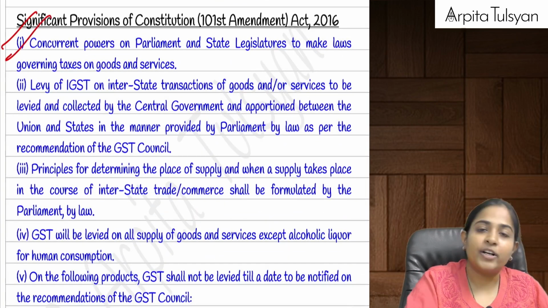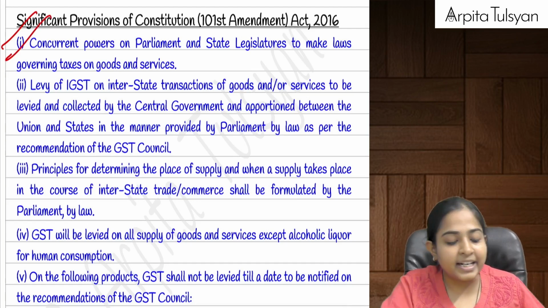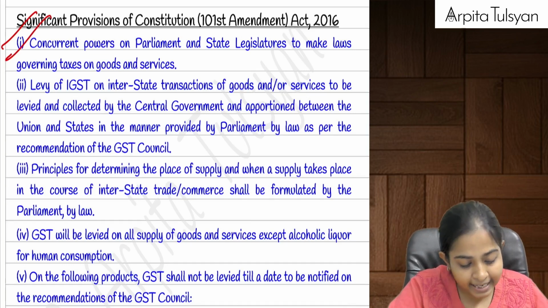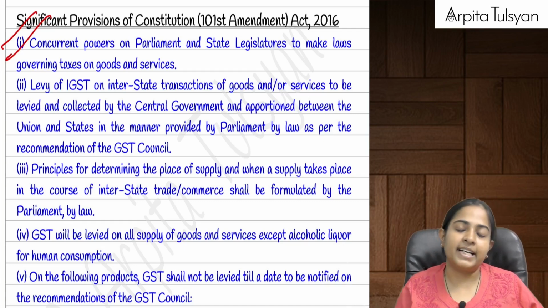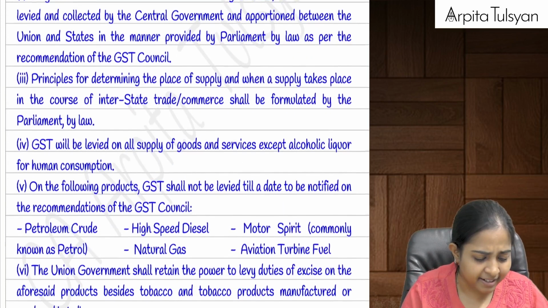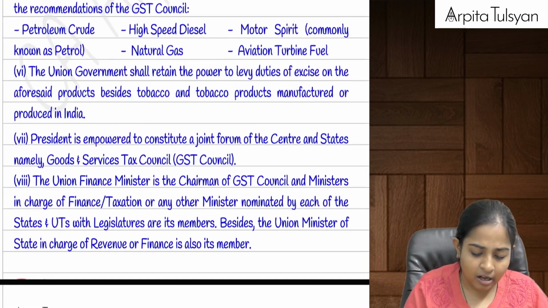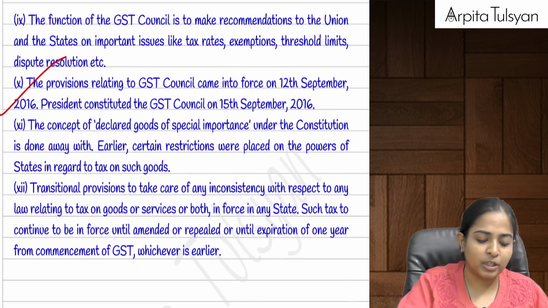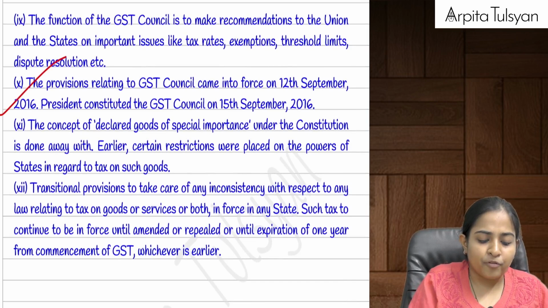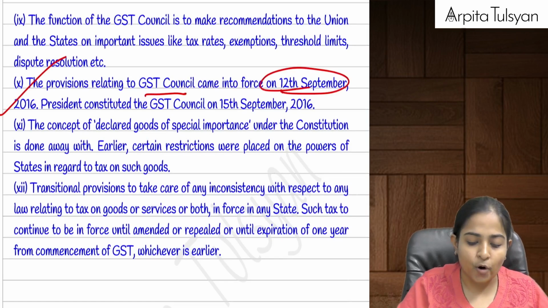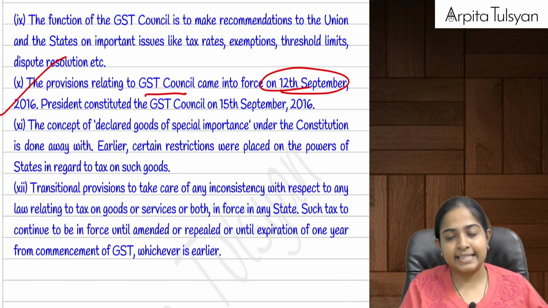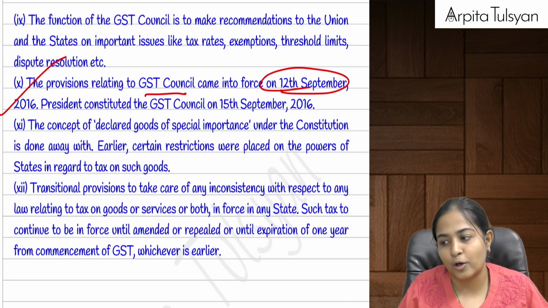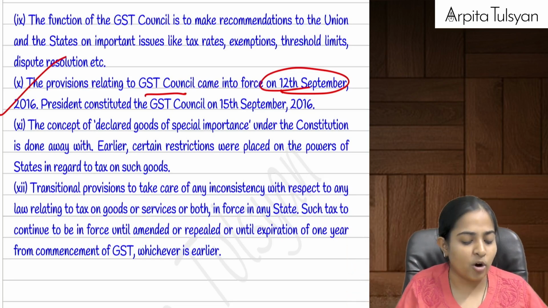And then finally, in your textbook, you have got something called significant provisions of the Constitution Act 2016. The points that we have studied about GST have all been incorporated here. One or two different points are there. Yes, this point is different here, which can be tested for the purpose of MCQs. The provisions relating to the GST Council came into force on 12th September 2016, and the President constituted the GST Council on 15th September 2016. Only after that did the GST law come into picture.